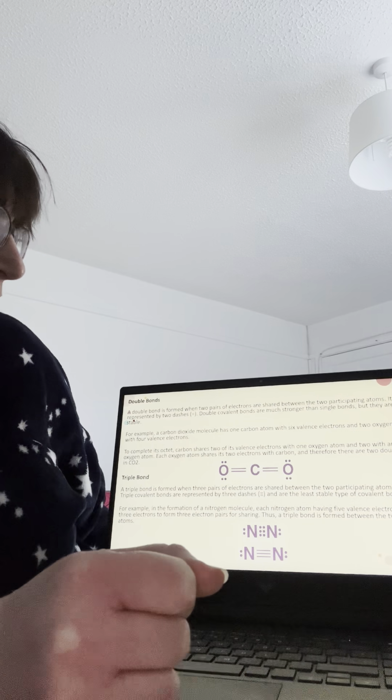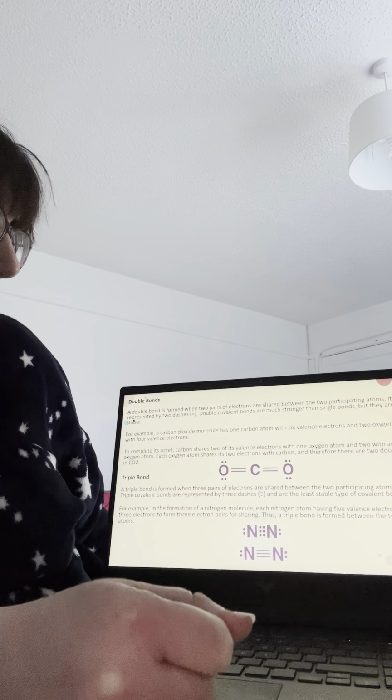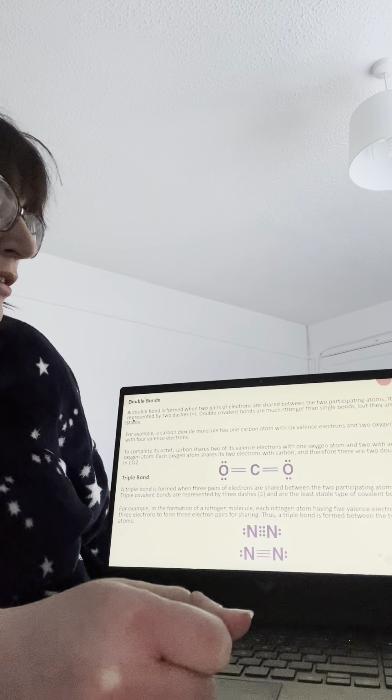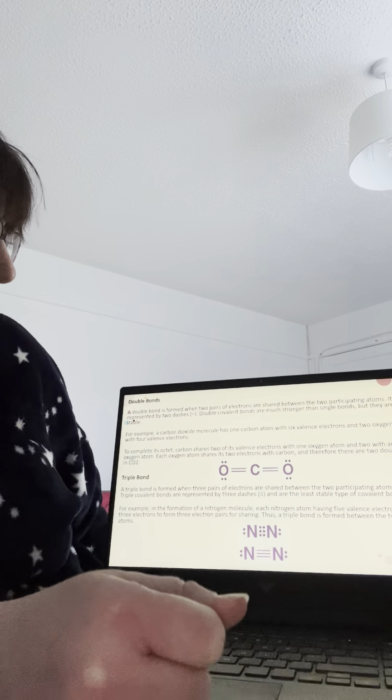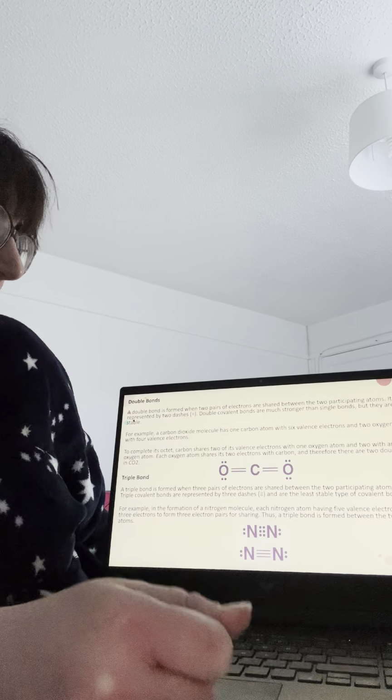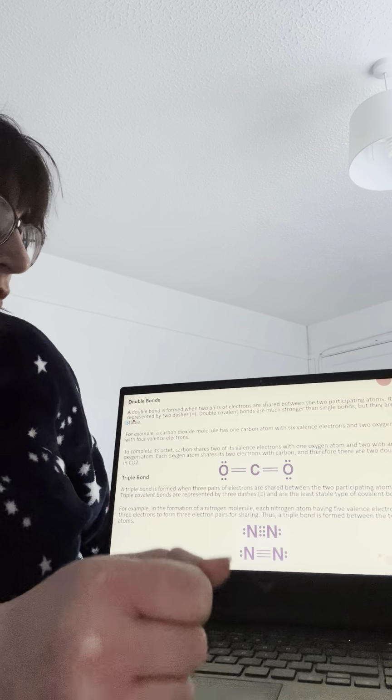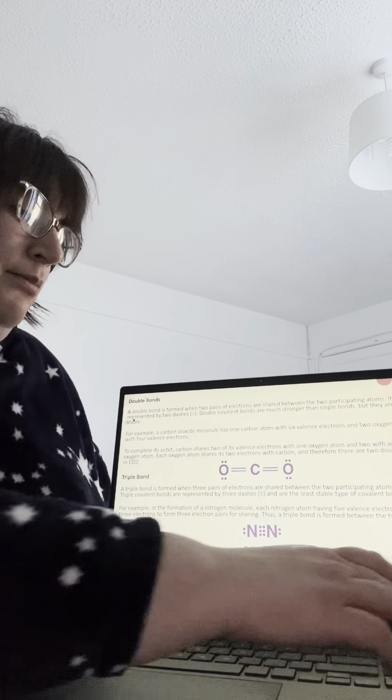For example, in the formation of a nitrogen molecule, each nitrogen atom, having 5 valence electrons, provides 3 electrons to form 3 electron pairs for sharing. Thus, a triple bond is formed between the 2 nitrogen atoms.